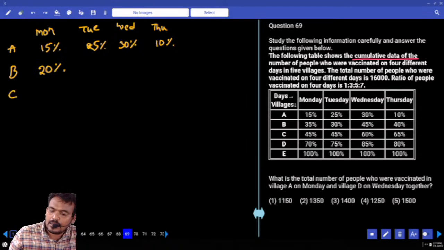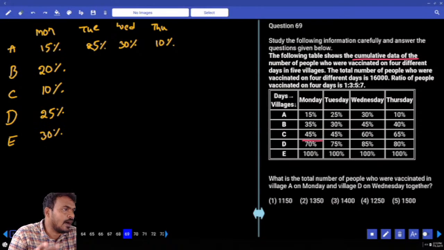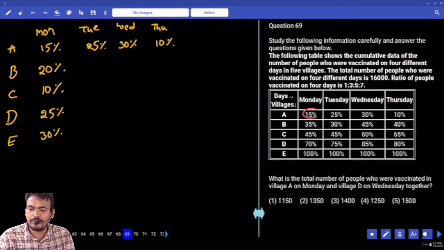Up to C it is how much? 45. Already 35. What is the remaining? 10. Next D value. Up to D it is 70. Already 45. What is the remaining? 25. And up to E it is 100. In that D already 70. Remaining 30.